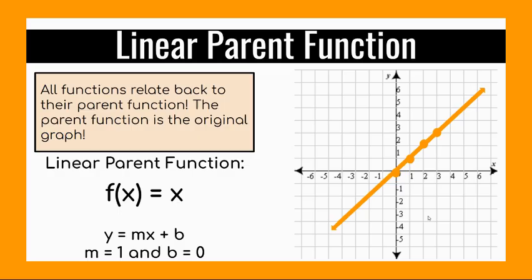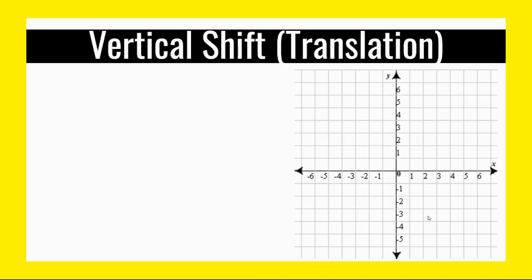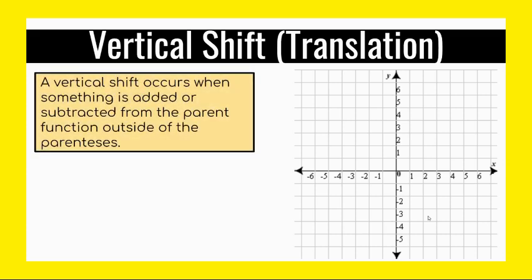Now, when we do vertical transformations and horizontal transformations, what we are doing is manipulating this original graph. We're trying to change it around. So the first one we're going to talk about is a vertical shift or a vertical translation. A vertical shift occurs when something is added or subtracted to the parent function outside of the parentheses. You'll hear me say that over and over again. Vertical happens outside of the parentheses.